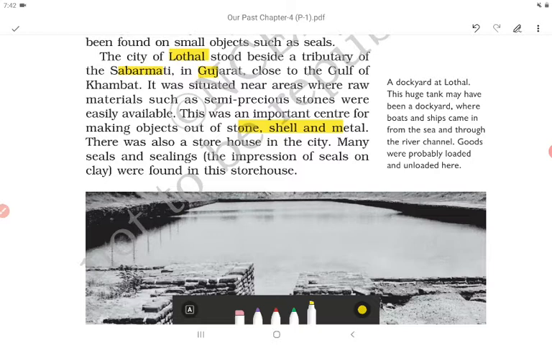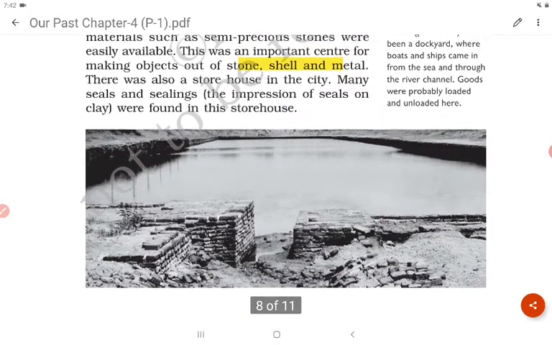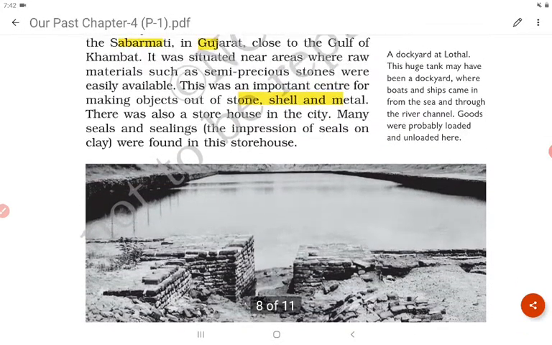A dockyard at Lothal. This huge tank may have been a dockyard where boats and ships came in from the sea and through the river channel. Goods were probably loaded and unloaded here.